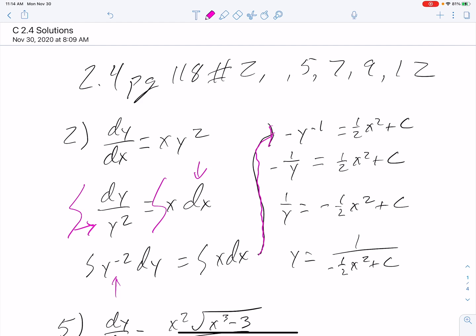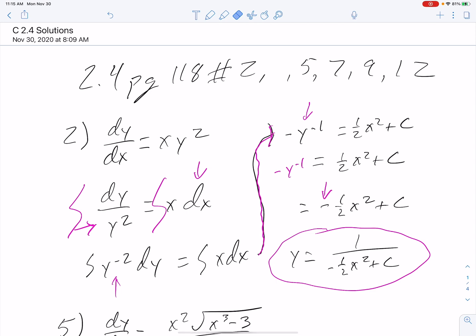Now, for me, I rewrote my y to the negative first as negative 1 over y, multiplied both sides by negative 1, and then used that trick of flipping both sides, right? So I flip my 1 over y, which means I flip my negative 1/2 x squared plus c. An option, though, is to keep this written as negative y to the negative first, multiply both sides by negative 1, and then rather than flip, simply raise both sides to the negative first power. It would result in the same concept. Your answer would look slightly different.